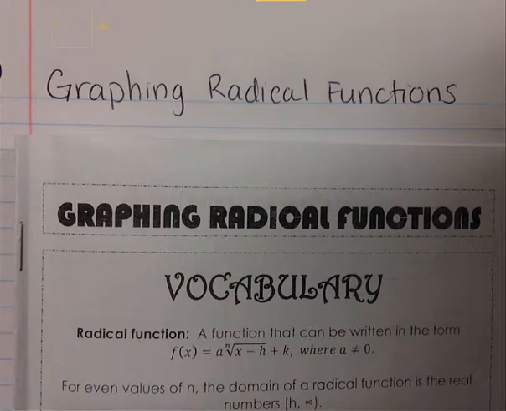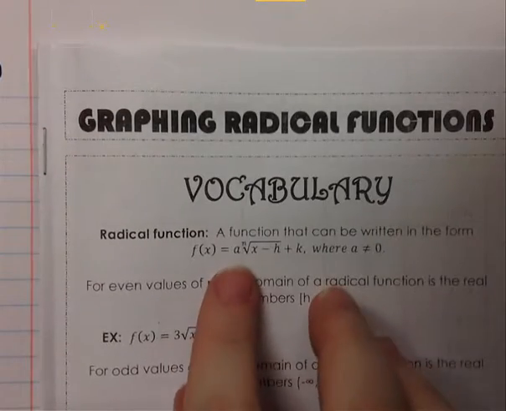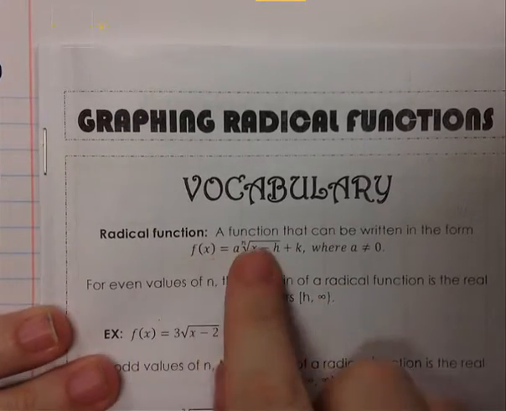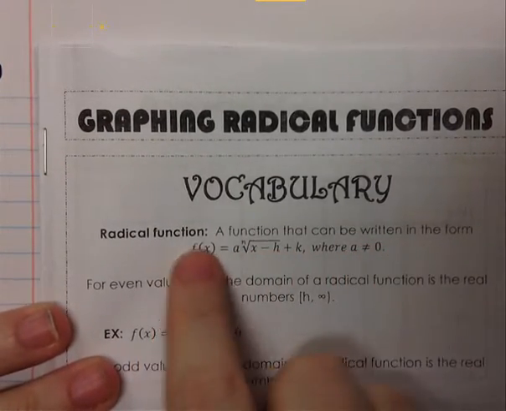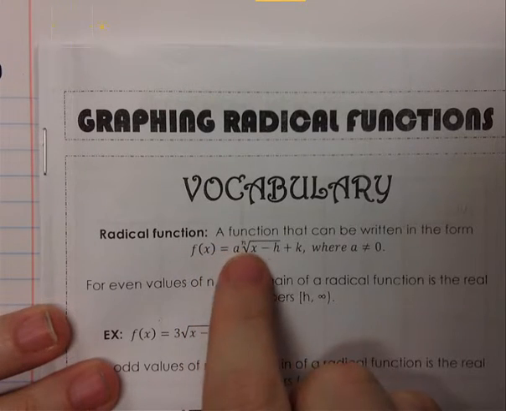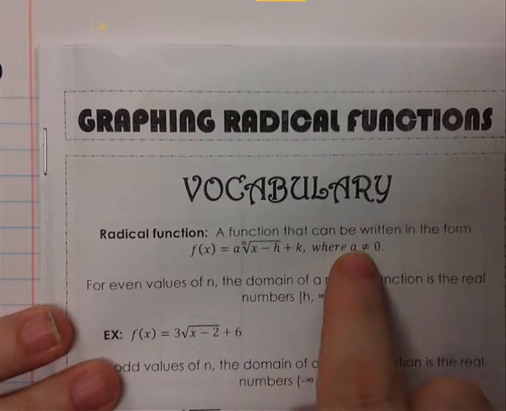This video is on graphing radical functions. We're going to look at the general form of a radical function. It's a function that can be written in the form f of x equals a times the nth root of x minus h, plus k, where a is not equal to 0.